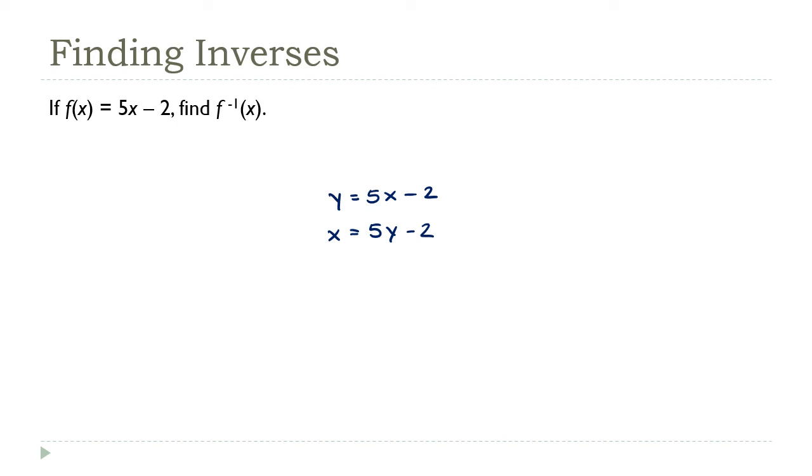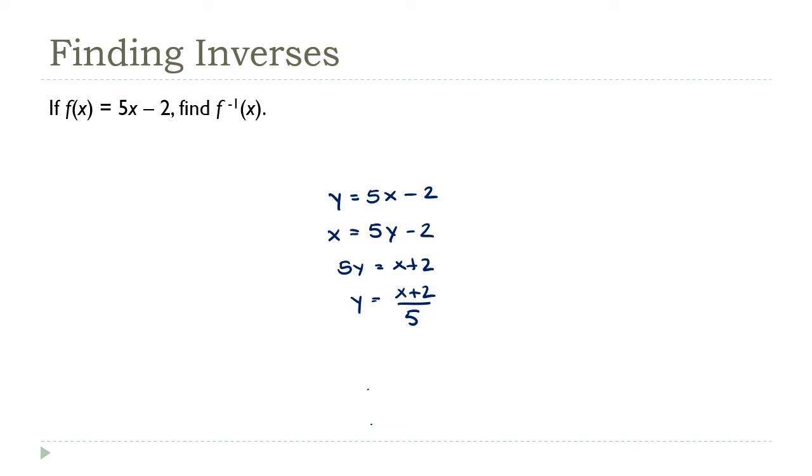Now, technically, that's the inverse function right there, but of course, you'd never write it like this. We're going to solve this for y first. So we're going to add 2. 5y equals x plus 2. Y equals x plus 2 over 5.